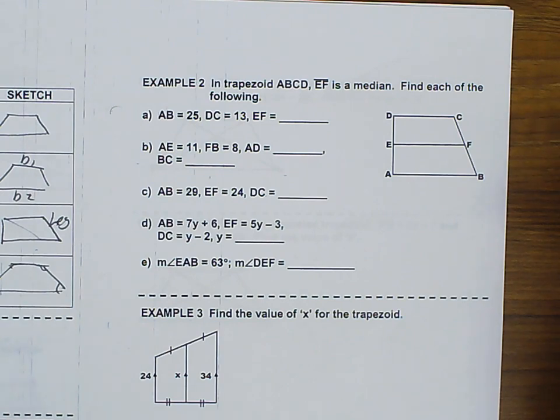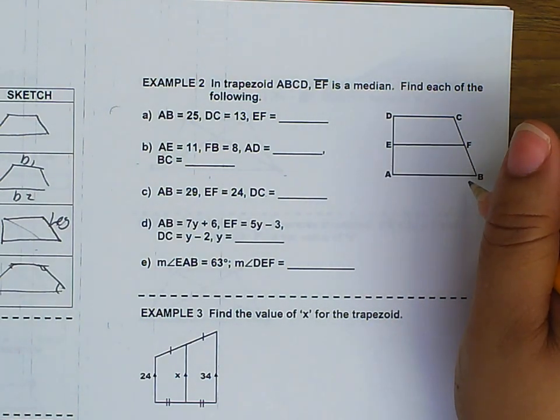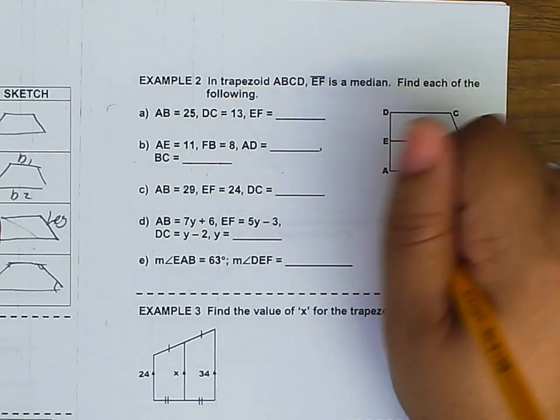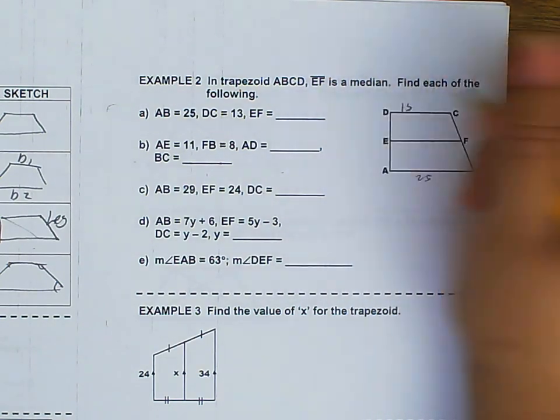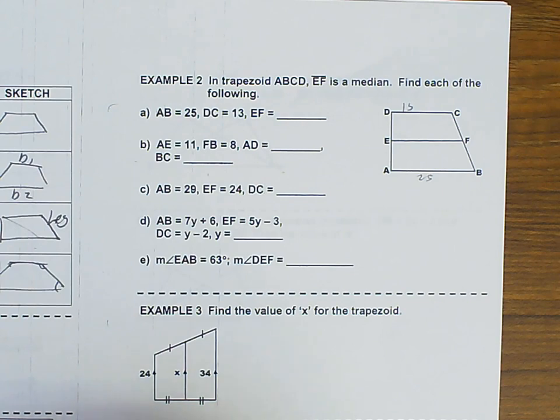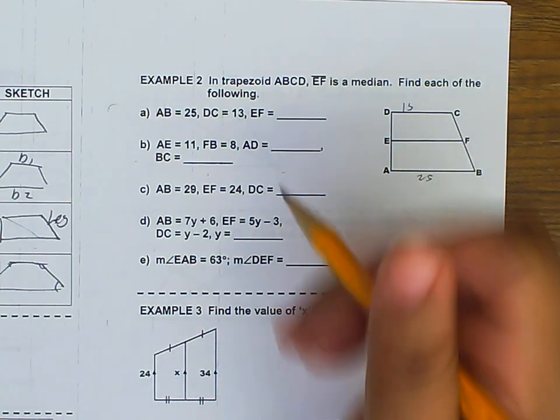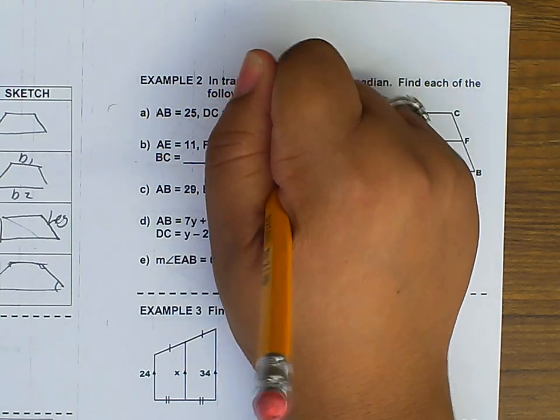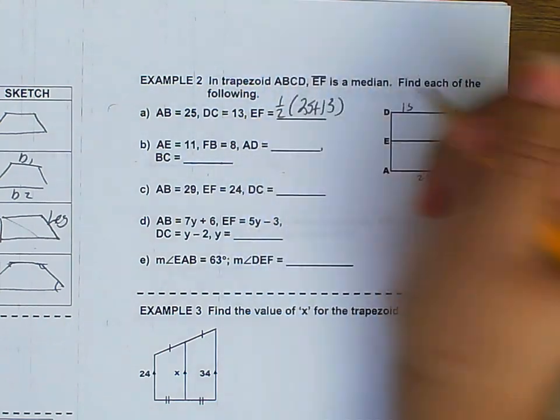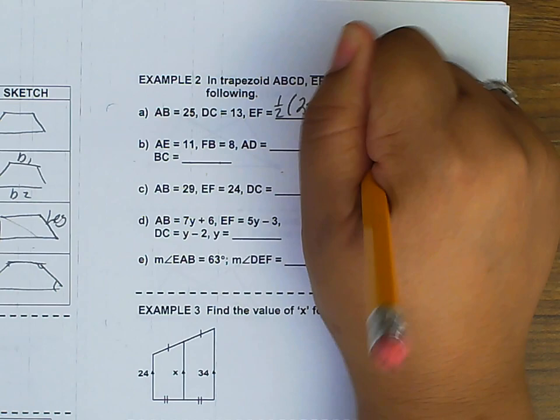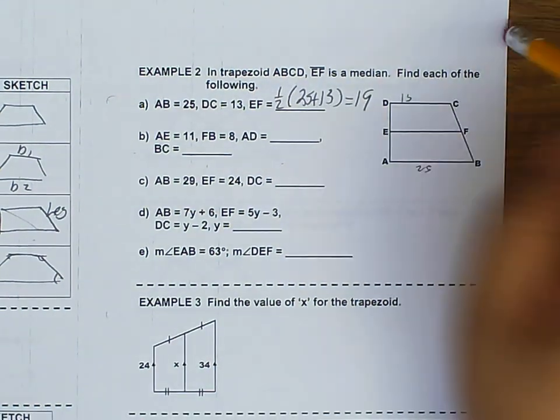It says if AB equals 25, and you're using the same picture over and over again, so keep that in mind, and DC equals 13. Well, that's just straight using the median formula, because you're looking for EF. So it's just going to be 1/2 of your bases. You can put that in the calculator, and it turns out to be 19.